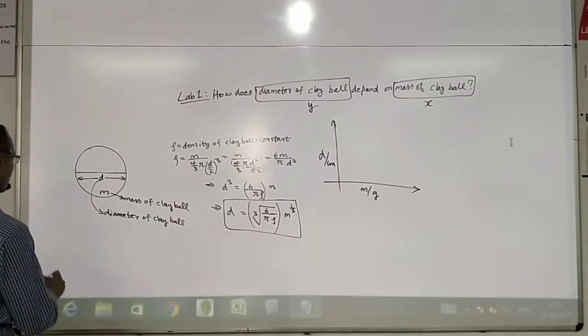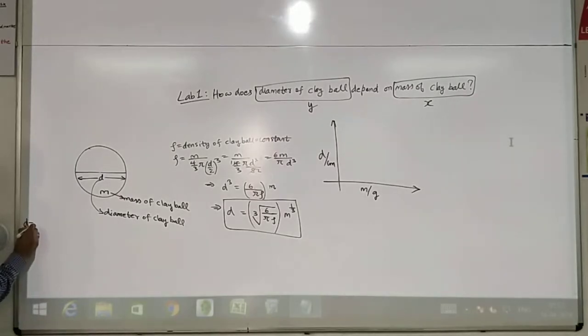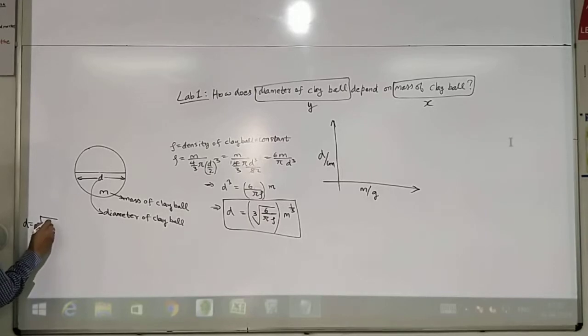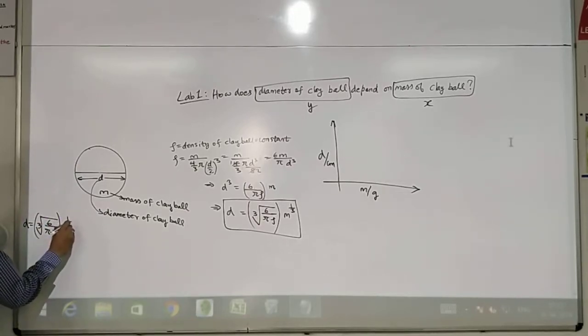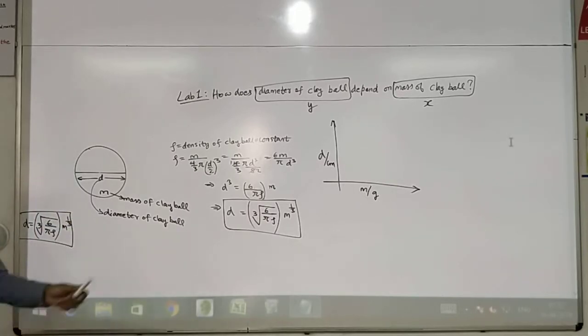Can we note it? Diameter equals cube root of 6 by pi rho, and this is mass to the power 1 by 3. So we will plot this function on top of our experimental data now.